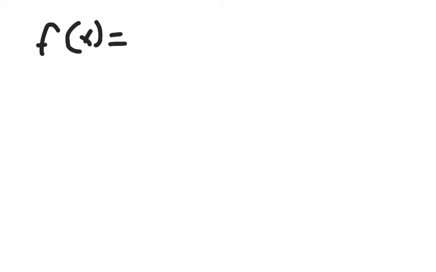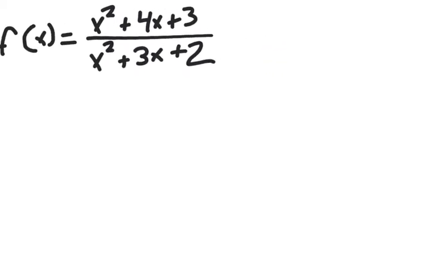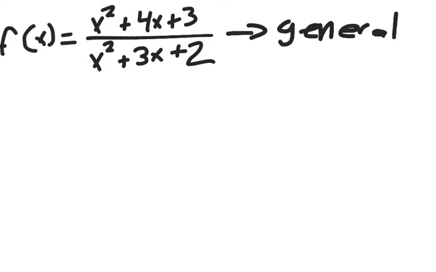Equals x squared plus 4x plus 3 over x squared plus 2x. Let me change it. I don't want that to be 2x. X squared plus 3x plus 2. Okay? So say this is my rational function. The form that we're looking at right here is what I call general form, where they're written out as polynomials. So this is the general form of a rational function.